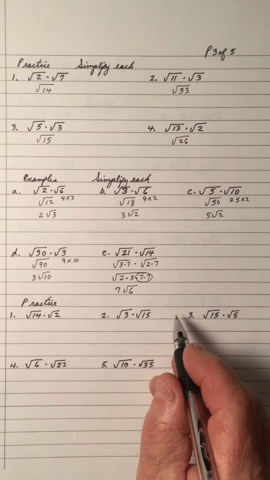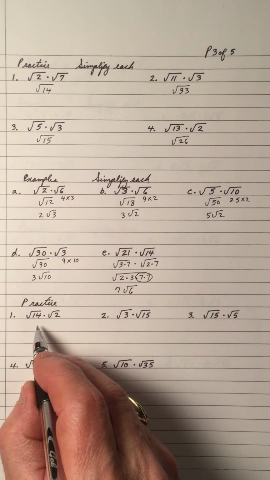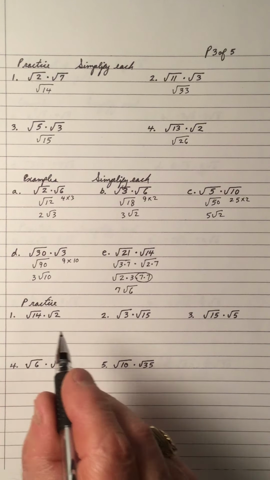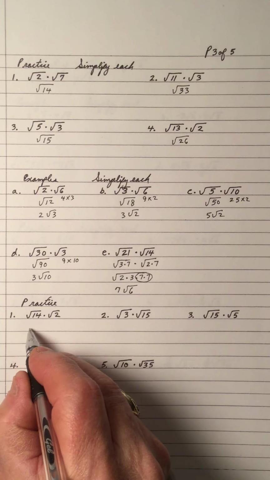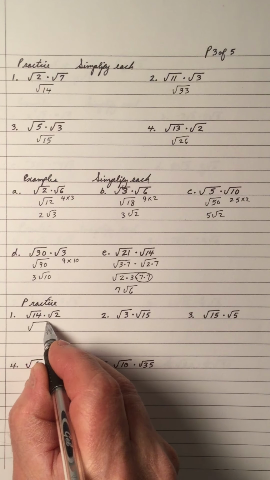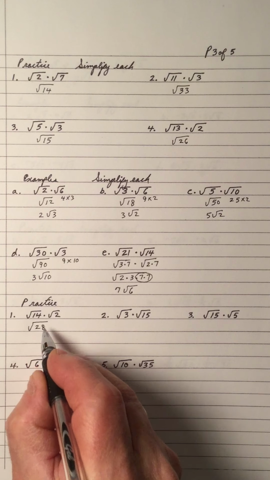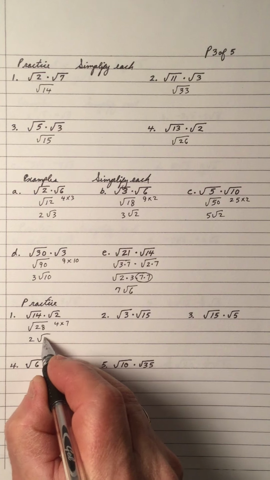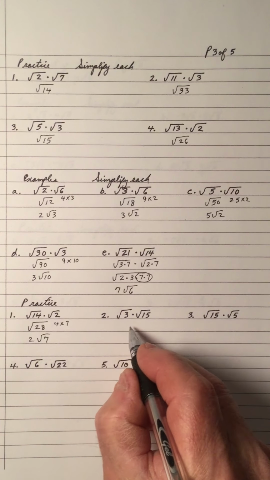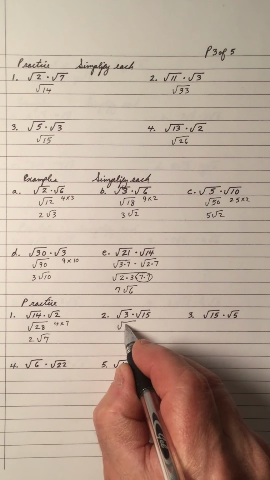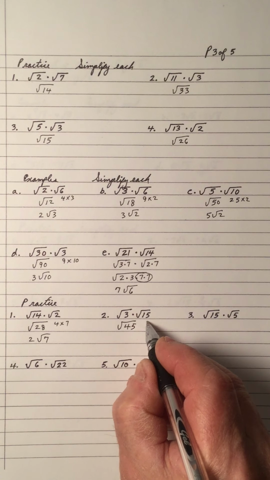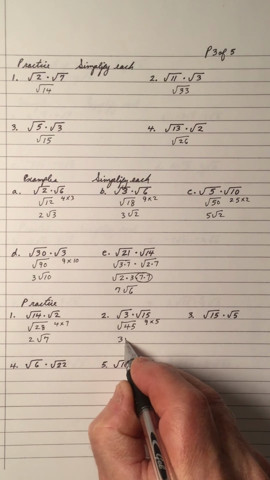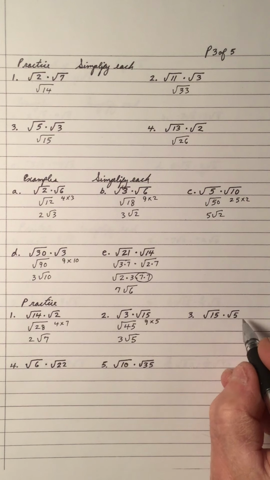Practice, pause the videos, and work these out. Press play when you get them done to see if you get the answers right. So, root of 14 times the root of 2 is the root of 28, and 28 is 4 times 7, so it's 2 root 7. And the root of 3 times the root of 15 is the root of 45. 45 is 9 times 5. Square root of 9 is 3, so it's 3 root 5.